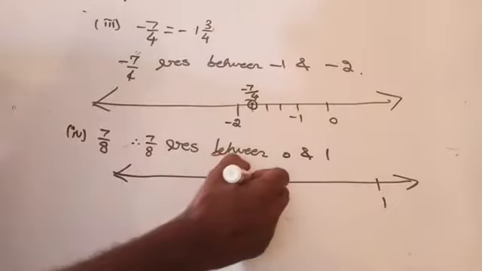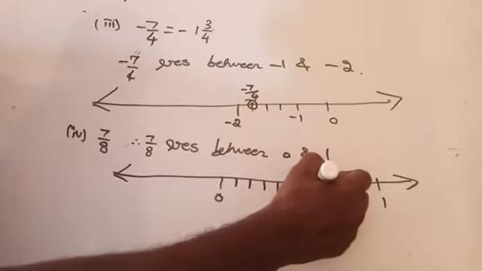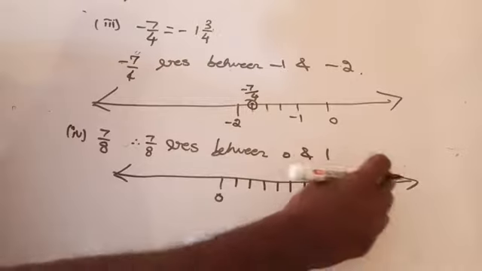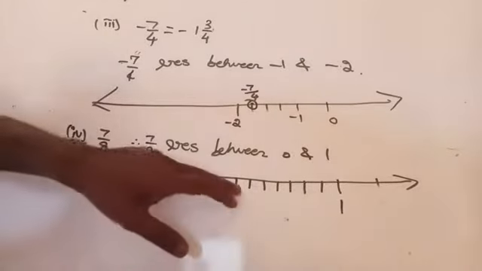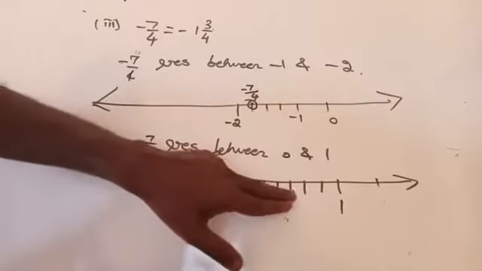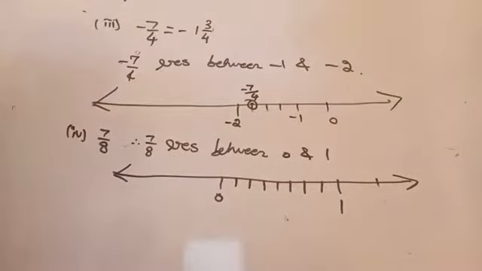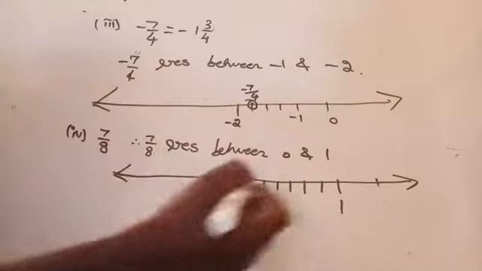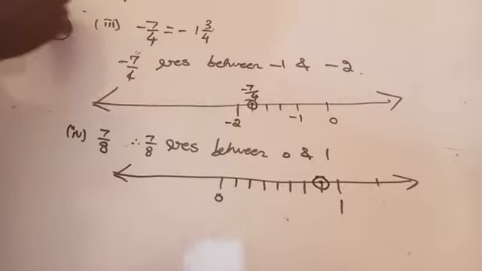So 1st part, 2nd part, 3rd part, 4th part, 5th part, 6th part, 7th part, 8th part. This is 1. Am I right here? It's very simple. See, 0 by 8, 1 by 8, 2 by 8, 3 by 8, 4 by 8, 5 by 8, 6 by 8, 7 by 8, 8 by 8. 8 by 8 means what? 1. You have to represent 7 by 8. Then it is 7 by 8. Are you getting it?